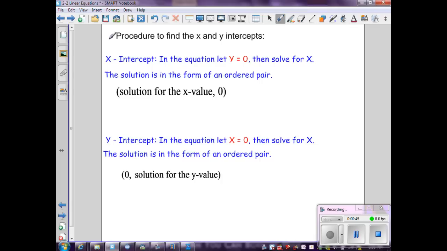Here's the procedure to find the x and y intercepts. X-intercept: in the equation, let y be 0, then solve for x. The solution is in the form of an ordered pair. The solution for the x value, 0, which I already showed on the last slide. Y-intercept could be found two ways. Either solve the equation for y, which would be slope-intercept form, and the value would be b, or I could substitute into the equation 0 for x, and then solve for the y value, which again would be 0, and then the solution for the y value, which would be b.